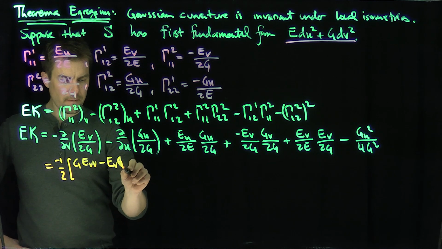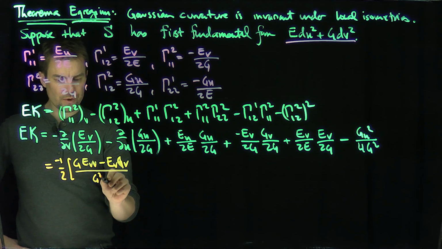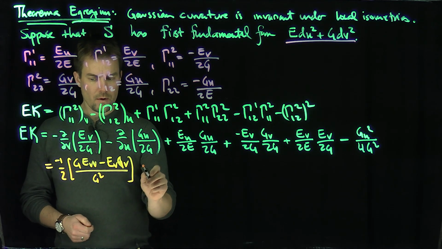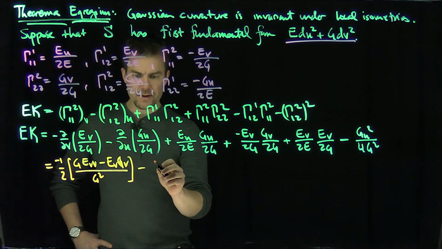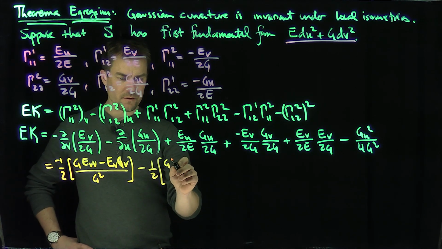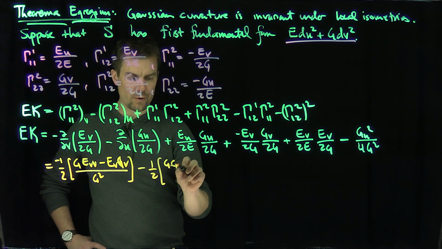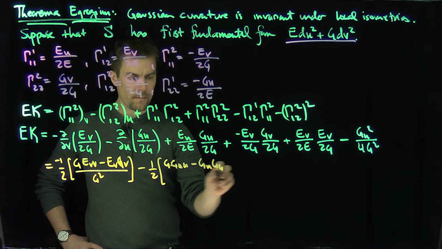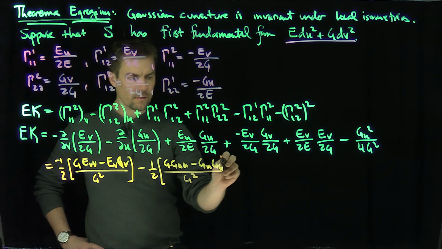EVGV over G squared, like that. Great. Over here we have a minus what? We have a minus, pull out the 1/2 again. And then we have a g bottom times the derivative of the top, GUU, minus top times the derivative of the bottom, GU, over g squared.